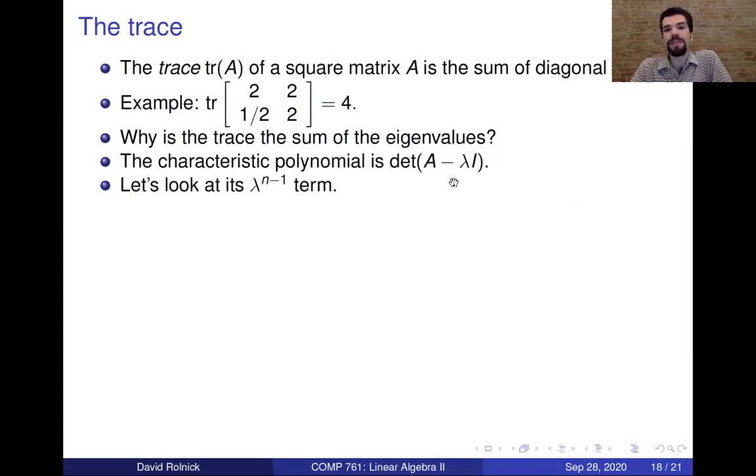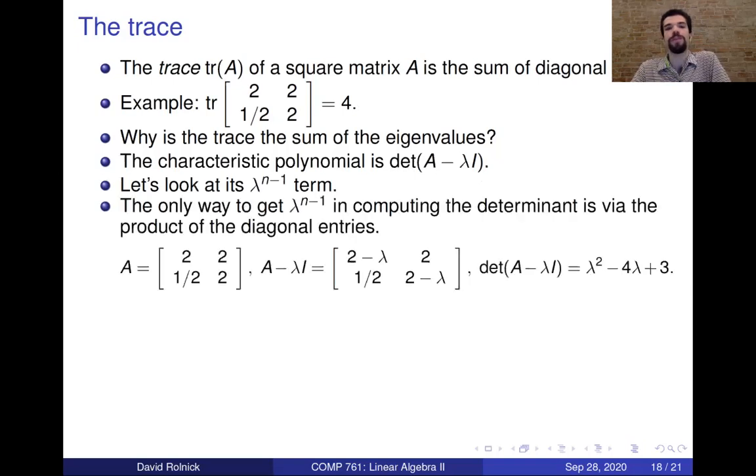Let's look at the lambda to the n minus 1 term. This is a degree n polynomial. The only way to get products with lambda, remember all the lambdas are along the diagonal, the only way to get a lambda to the n is by multiplying all the diagonal entries. That would give us actually lambda to the n times -1 to the n, because all of these lambdas are negative. Now, how do we get the lambda to the n minus 1?